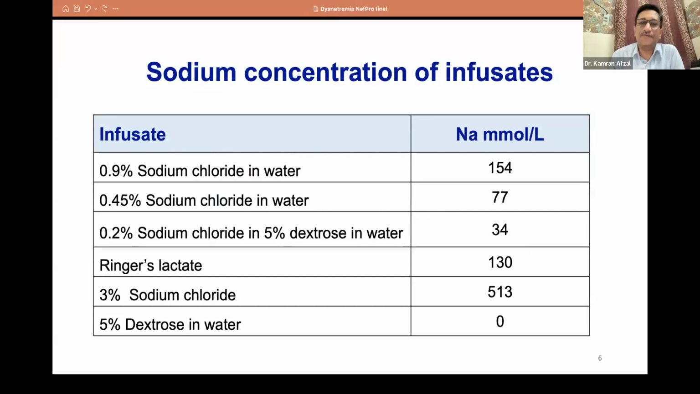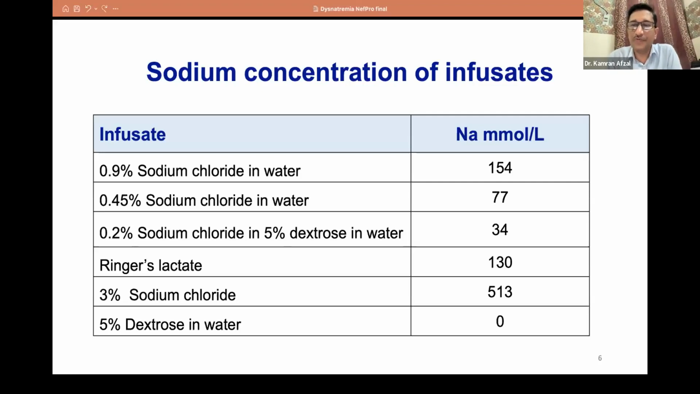Now, these are some of the infusates and their sodium content. Normal saline or 0.9% saline has around 154 milliequivalents per liter, while Ringer's lactate has 130 and 3% saline has around 513 milliequivalents per liter of sodium. 5% dextrose, as you are aware, has no sodium. Also, it is important to understand that 5% dextrose has all free water, while normal saline has no free water because it is isotonic to the plasma. It has no free water.